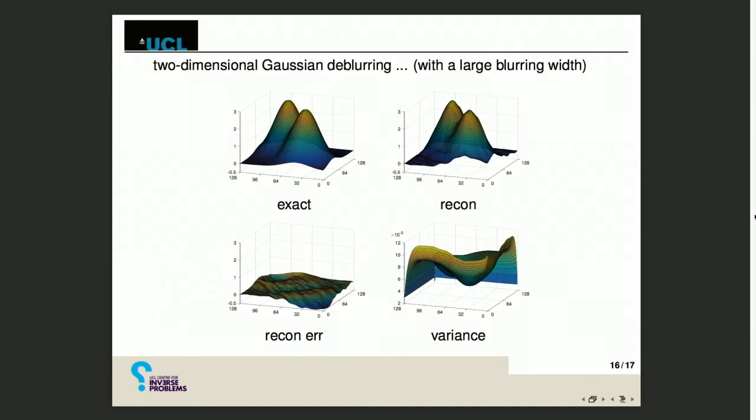And here's another example about deep learning. It's a bit simpler. We can obtain, for example, this exact one, and we have the reconstruction and also the corresponding covariance. And because we have the covariance, we can put an error bar on the reconstruction we obtain.